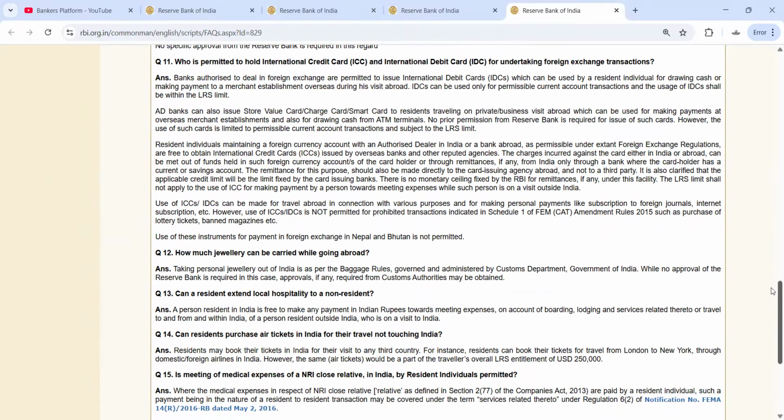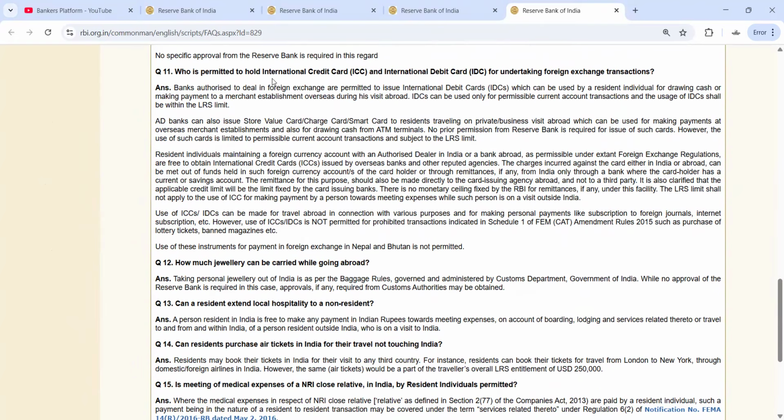Now question number 11. Who is permitted to hold an international credit card and international debit card for undertaking foreign exchange transactions? Banks authorized to deal in foreign exchange are permitted to issue this international debit card and credit card to resident individuals for drawing cash or making payment. This can be used only for permissible current account transactions, and use of this international debit card shall be within the LRS limit. So what is the LRS limit? That you all should know.